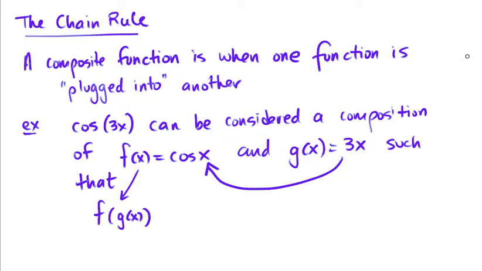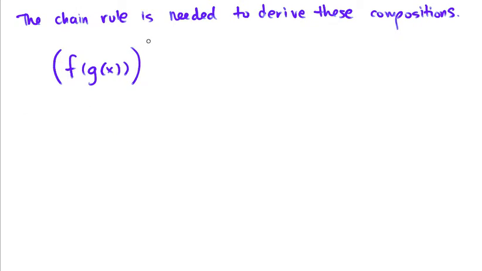When we have these complicated composite functions, we need the chain rule to differentiate these compositions. And here it is. When you have f of g of x and you're taking the derivative, you take the derivative of f of g of x, and you also have to multiply it by the derivative of that plugged-in piece, the derivative of g of x as well.